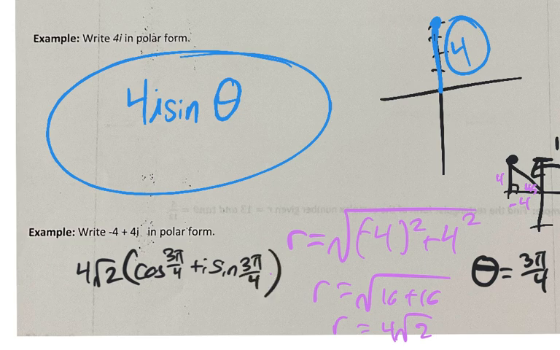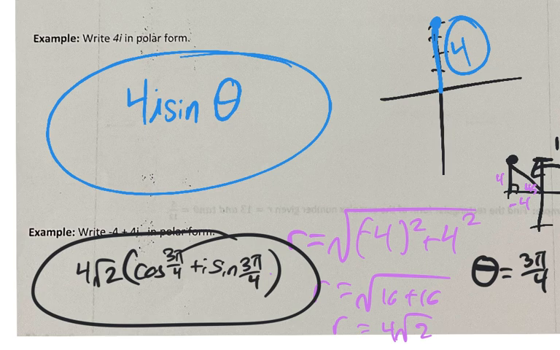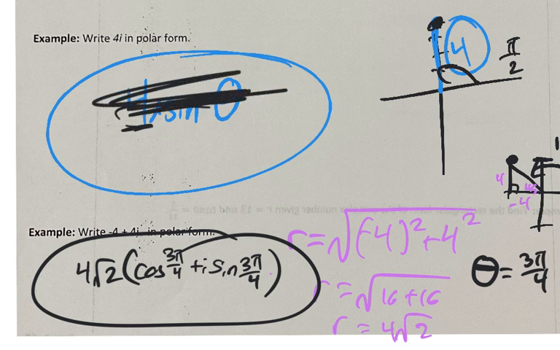That's the answer. I think so. I'm going to go double check that. And then we're going to go fix the one above it because I screwed it up. In the problem before it, we found the radius correctly, but I need to know my theta. How much did I rotate to get here? 90, which is pi over 2. So my answer should be 4 times cosine of pi over 2 plus i sine of pi over 2.